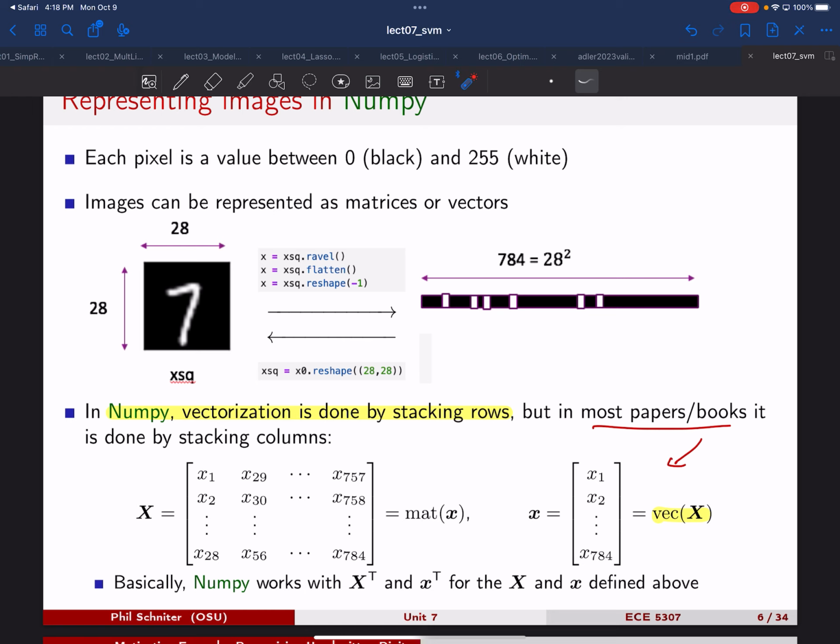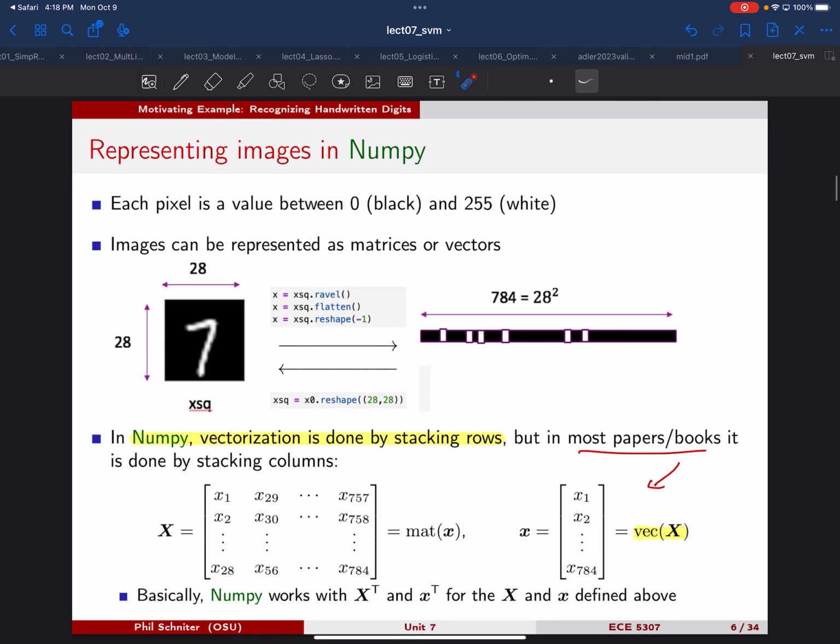So if you want to describe what NumPy is doing in the standard textbook form, you would put transposes on things so that you can transpose the columns to rows and then do the NumPy way. Okay. All right. Any questions on that?